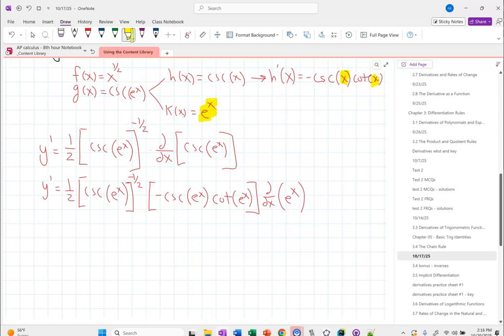Am I done yet? No. How do I know? I still have the d dx in there, right? What's the derivative of e to the x, though? E to the x. Okay.